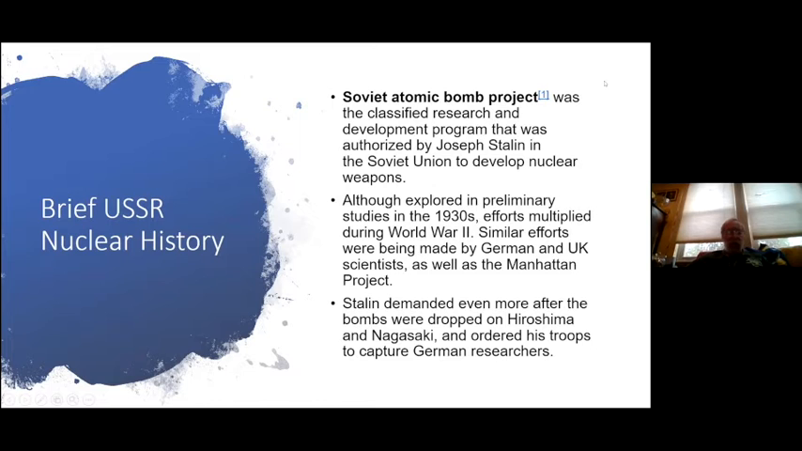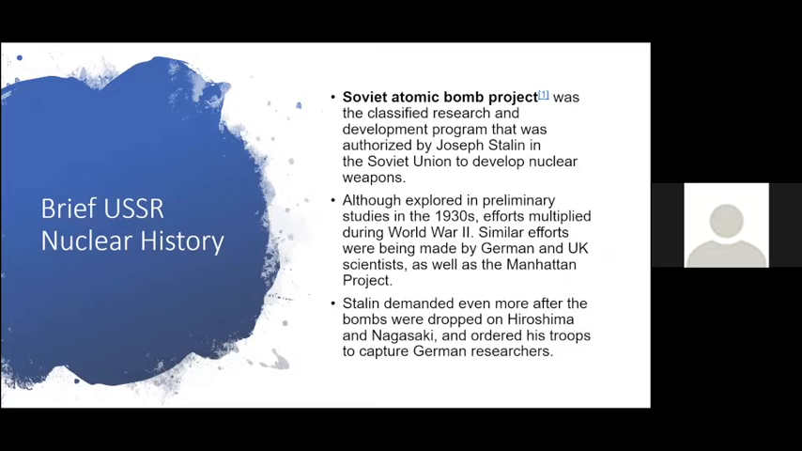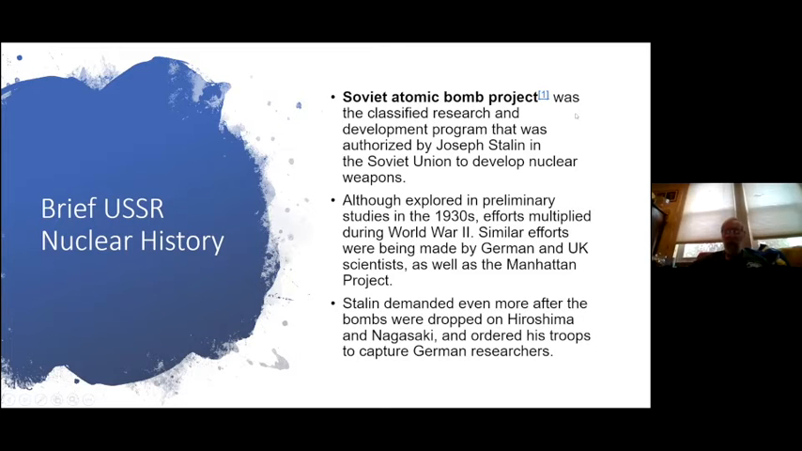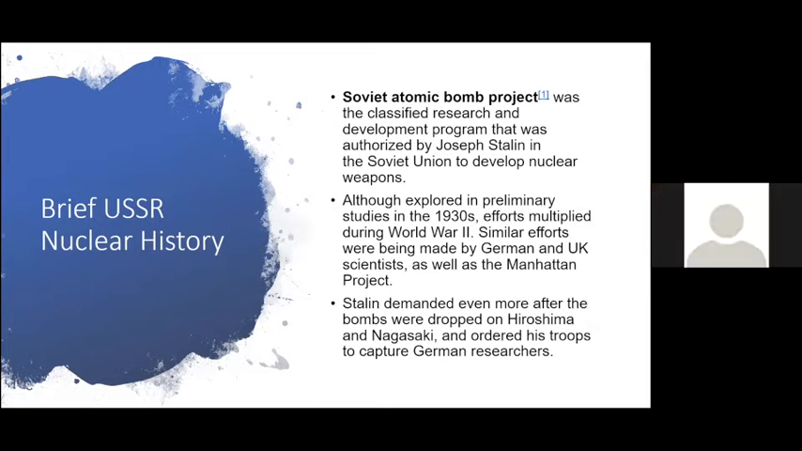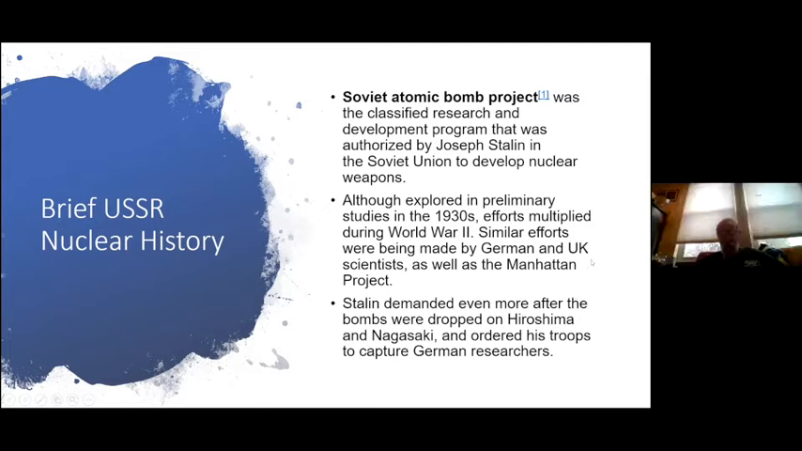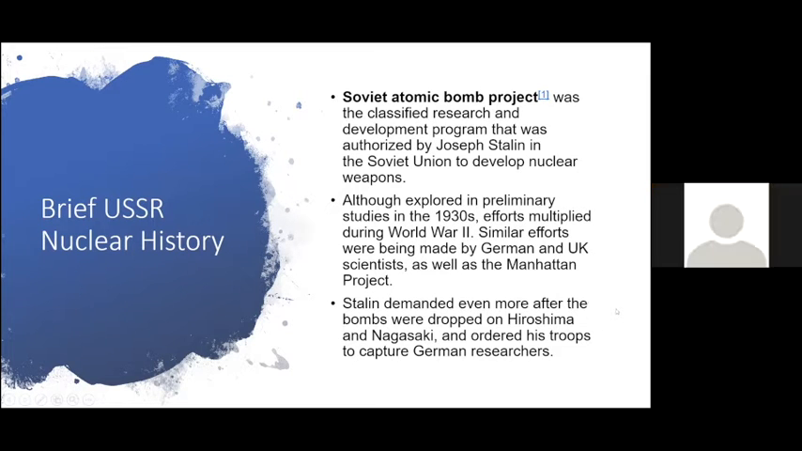Let me give you a brief history of the USSR nuclear history. The Soviet atomic bomb project was a classified research and development program authorized by Stalin in the Soviet Union to develop nuclear weapons. There were preliminary studies in the 1930s and efforts multiplied during World War II. At the same time, the German and British scientists, as well as the Manhattan Project, were all working towards this. Stalin demanded even more after the bombs were dropped on Hiroshima and Nagasaki and ordered his troops to capture German researchers.